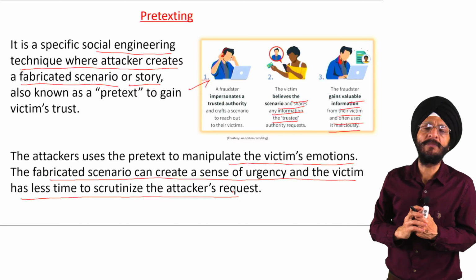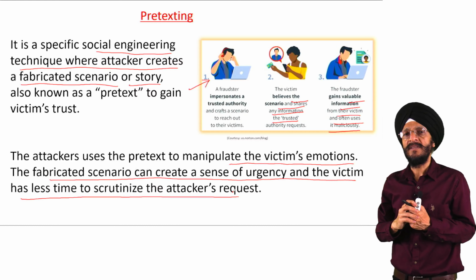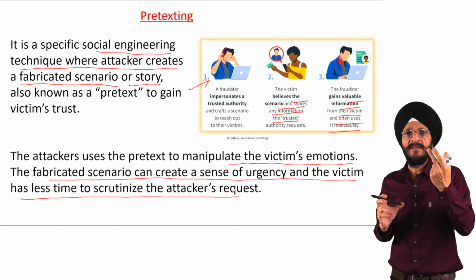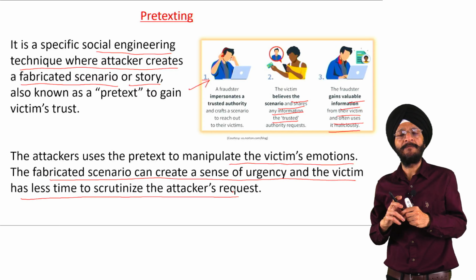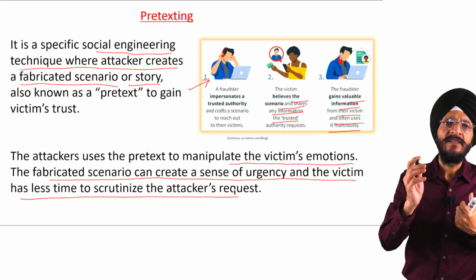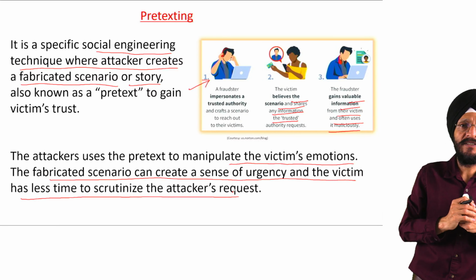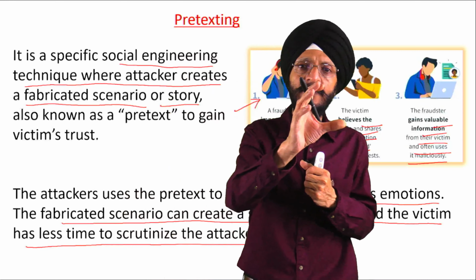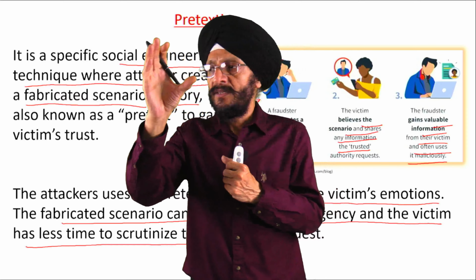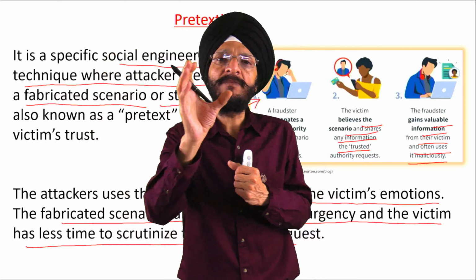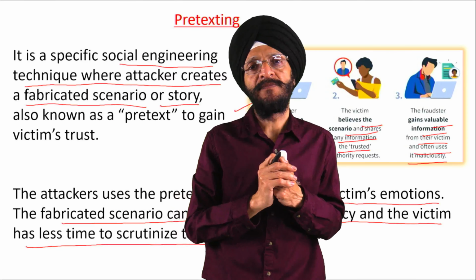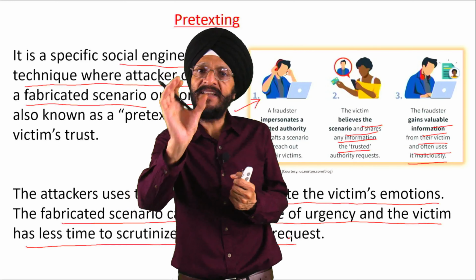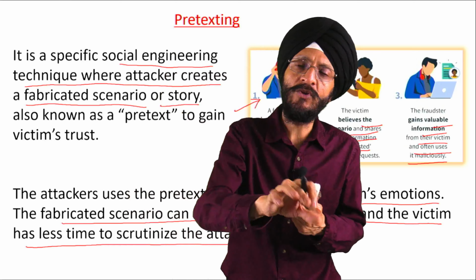It may also be possible that you receive a telephone call from a person who says that he is from a law enforcement agency. He is a police inspector who is verifying the case of some stolen credit cards. He is investigating a case of stolen credit cards, and those credit cards have been used on your website.